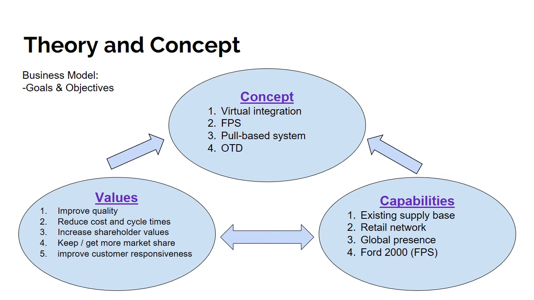In terms of its capability, the Ford Motor Company was the second largest industrial corporation in the world, so it means it has global presence. The existing supply base and retail network should be possessed. Ford made its expertise available to assist suppliers in improving their operations via a range of techniques, including just-in-time inventory, total quality management, and statistical process control, in exchange for closer relationships and long-term commitments.